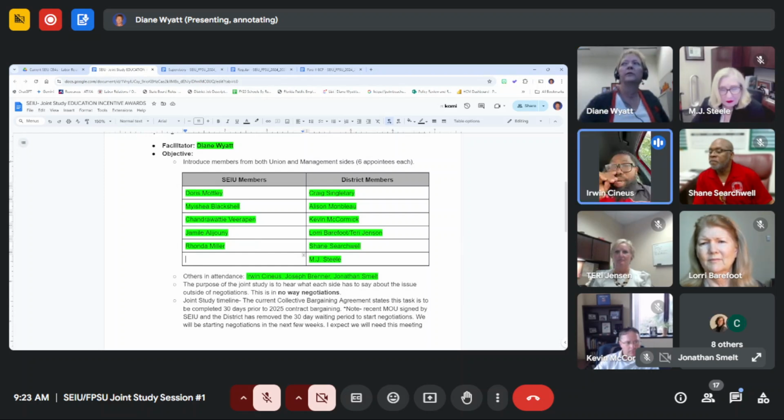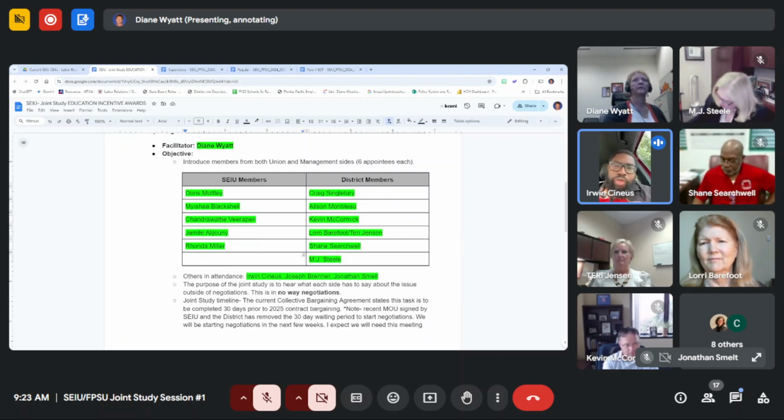Yes, Irvin Sinez, union representative for SEIU, Florida Public Service Union. I'm glad to be here. And I think that might be it, because Joseph, I believe, is only the note taker.